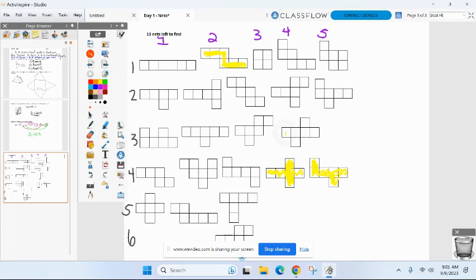This one? Yep. That's a good net. Anybody want to fold that one up? We're good. All right, let's keep trucking. Good work so far, everyone.